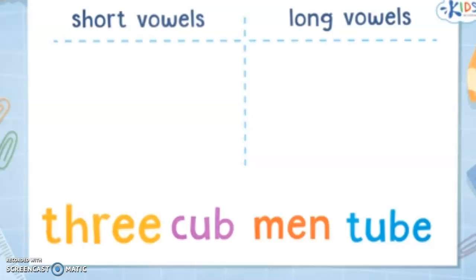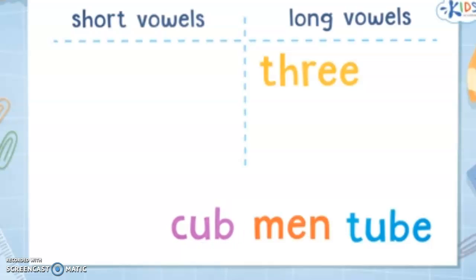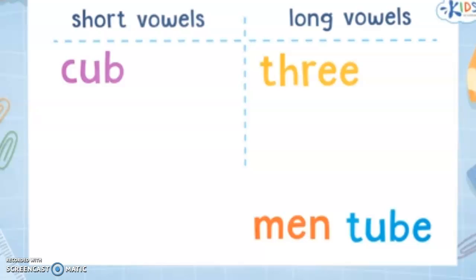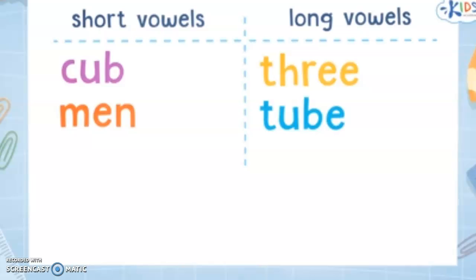Let's check. 3. E. I definitely hear the E saying its name. Long vowel. Cub. I know it is not a long vowel, but what short vowel is it? That's right, a short U. Cub. Men. That sounds like hen and pen. That's a short E. Tube. U. Oh, I hear someone saying its name. Do you hear it? U. Yes, long U. Wow, nice job.